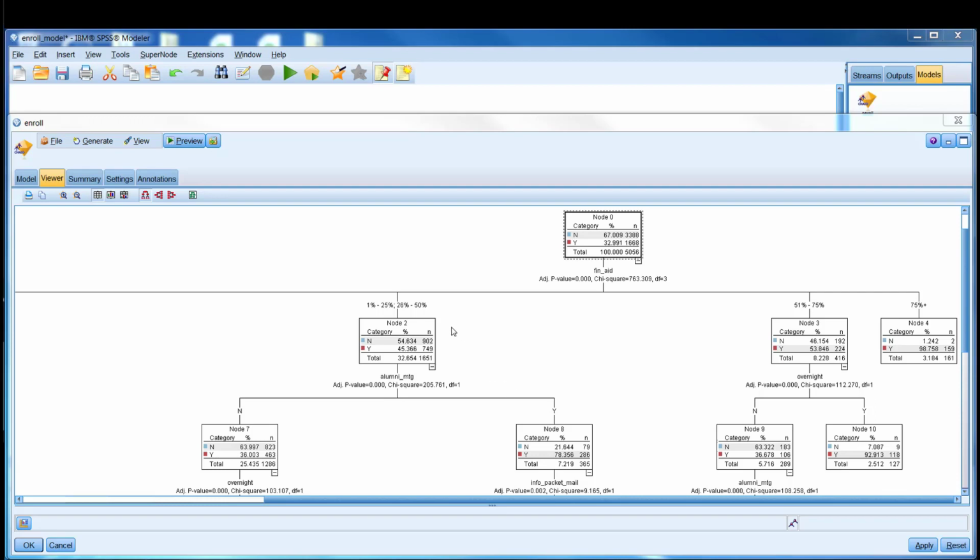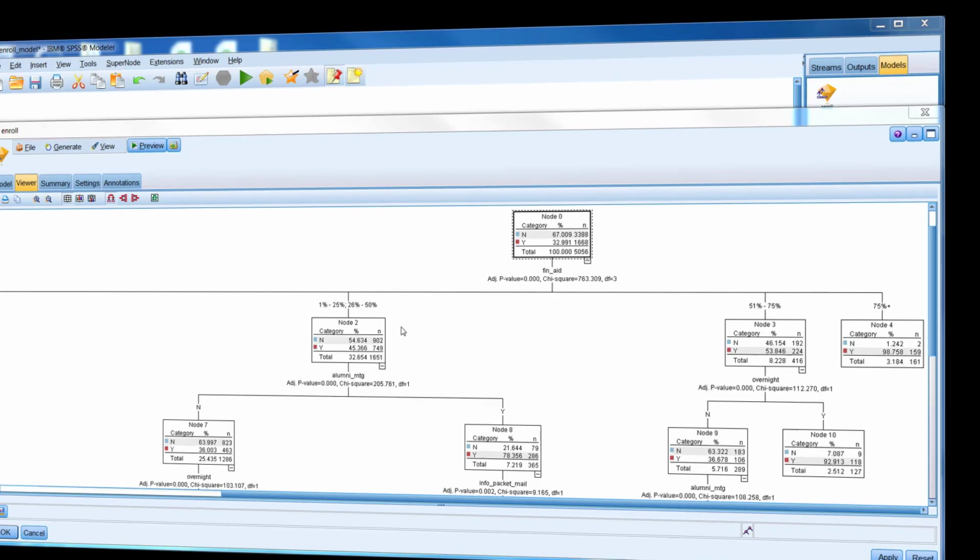Another insight that can be drawn from this decision tree is that if the university wants to increase its enrollment for students who qualify between 1% and 50% of financial aid, that the university set up meetings with these potential students with alumni, greatly increasing their chance of enrollment.